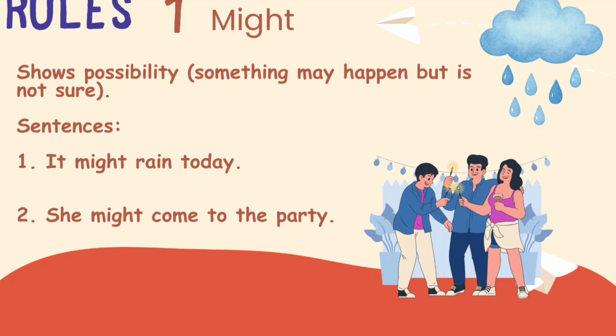Sentences are like, it might rain today. You don't know if it will rain or not. So we can say, it might rain today. She might come to the party. So she can come or she can't. We don't know, so we can say that she might come to the party. So, understood where we are going to use might?